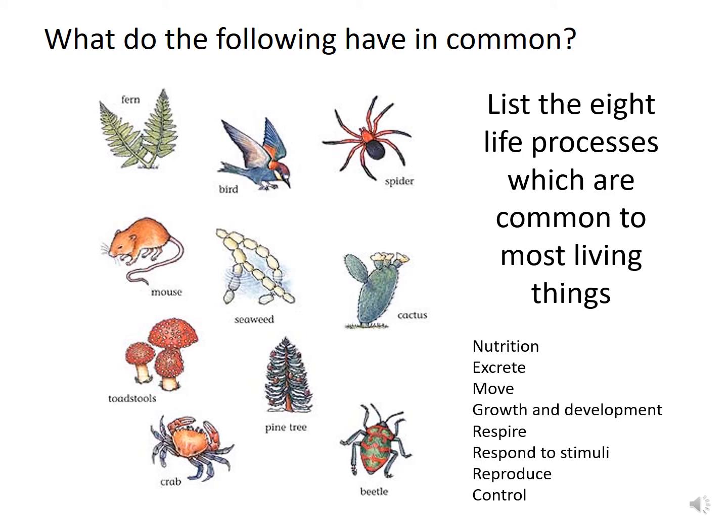All living things will do these 8 things. They will have some form of nutrition, feeding. They will all excrete to remove waste. They all move in some way, either through growth or through moving from place to place. They will all grow and develop and change as time goes on, and they all respire to release energy. They will all respond to stimuli, and they will all reproduce. All of them undergo some form of control, either by using a nervous system, or they will use hormones or chemicals.